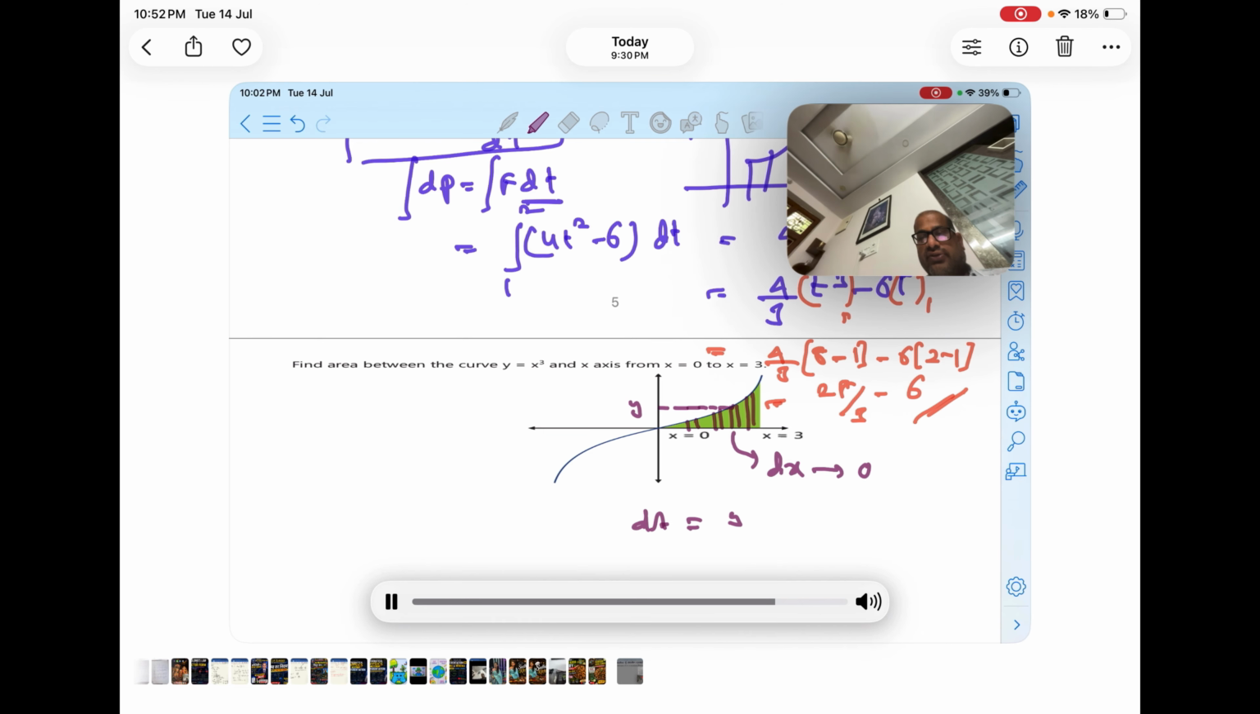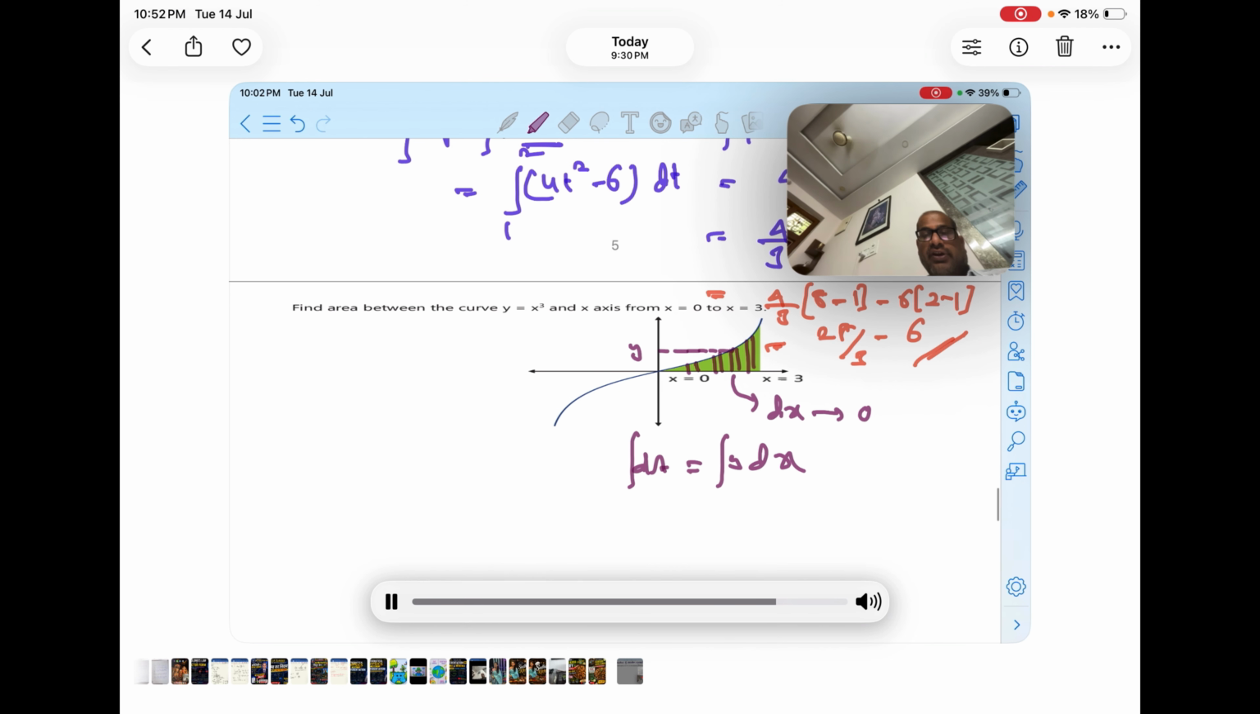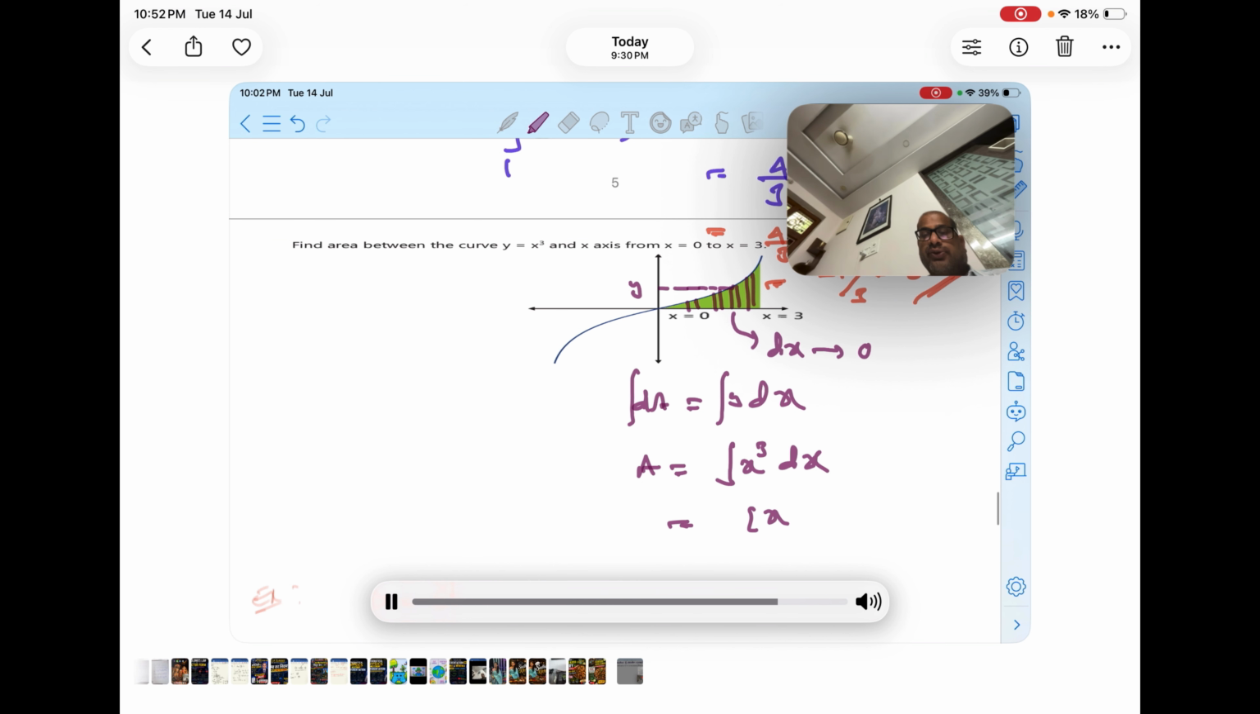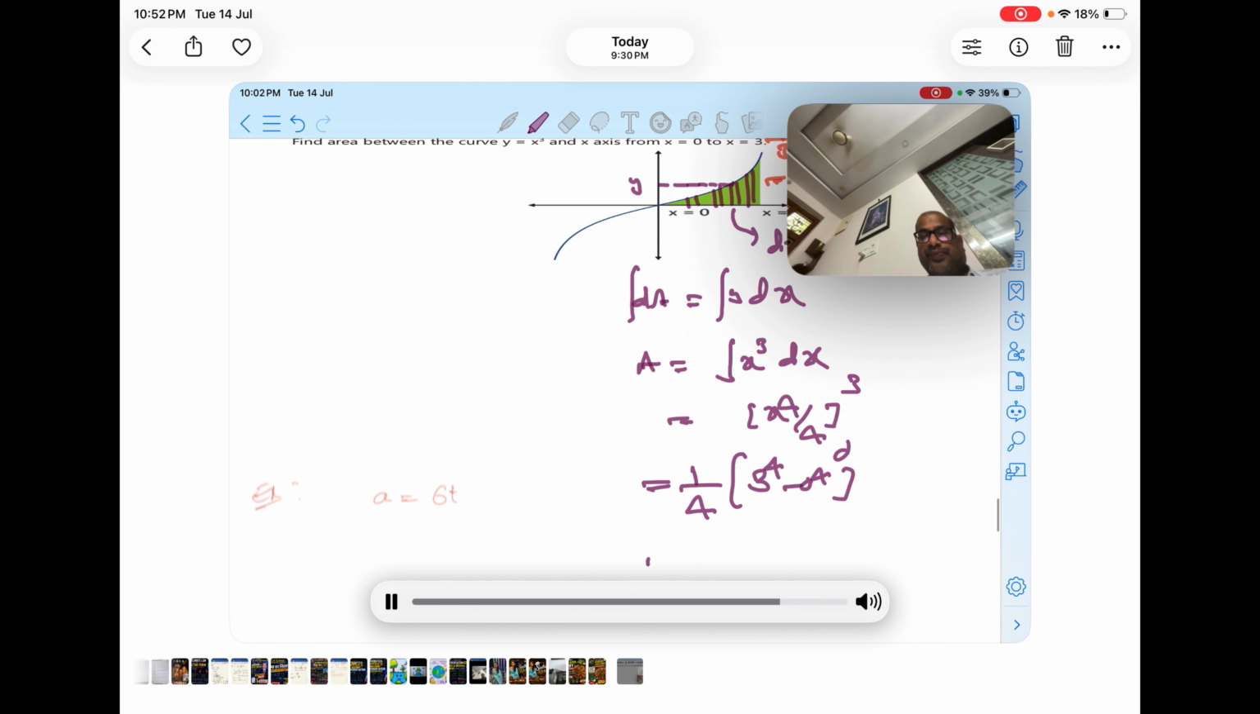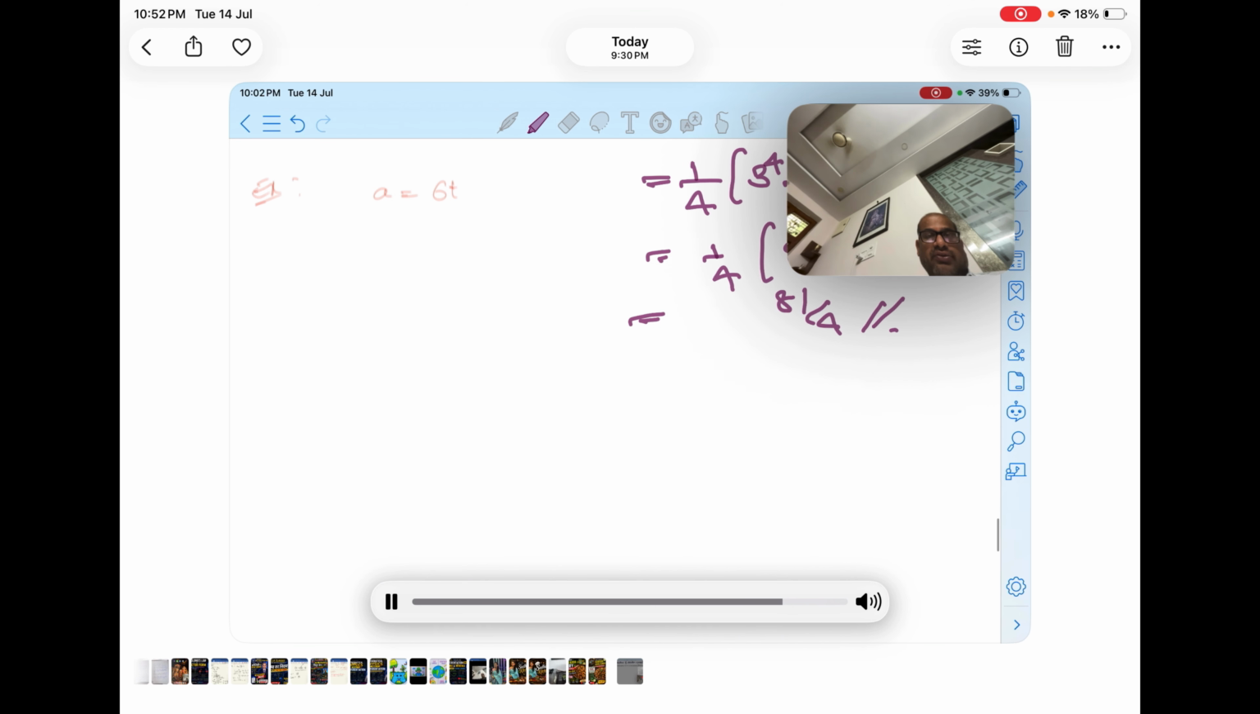Total means what? Integration. Okay? So y value is given, so the total area is integration of x cube into dx. Integration of x cube is x power 4 by 4. Limit from where to where? 0 to 3. This becomes 1 by 4 into 3 power 4 minus 0 power 4. 81 minus 0. So substitute there, you get the value. This is the total area, in square units. Now, for example, just now we have seen, once again the revision you see here.